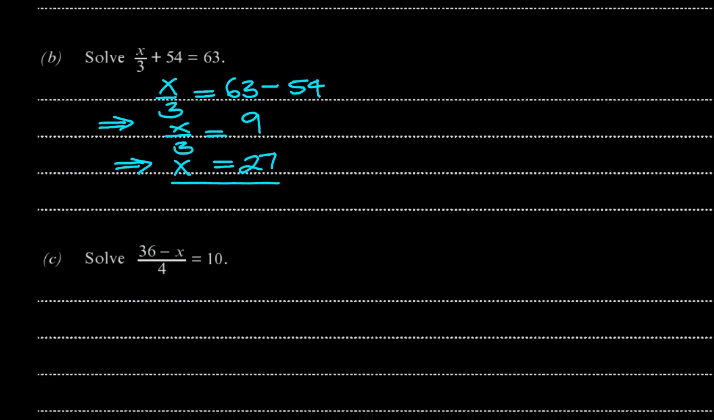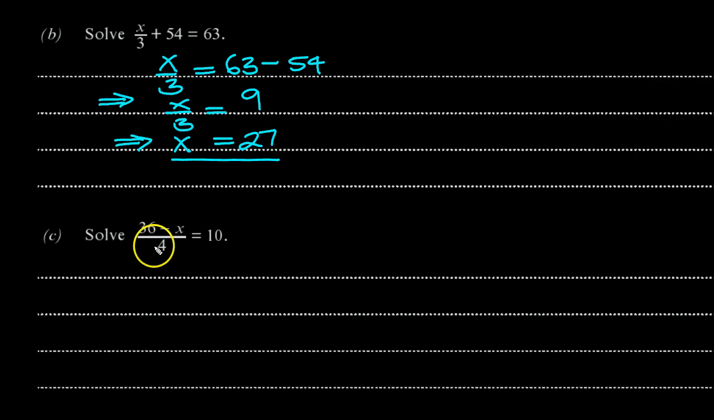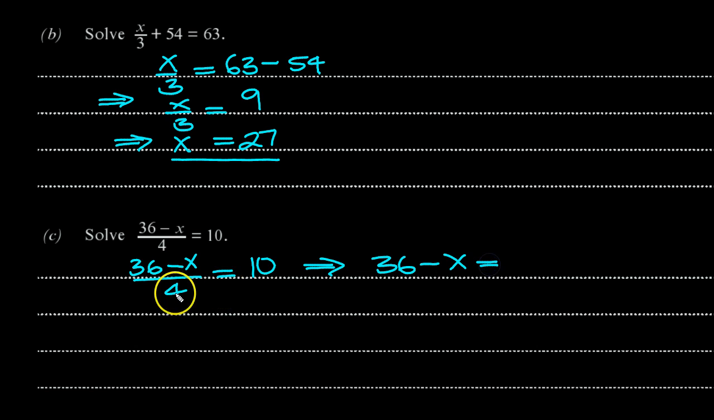Part C. Solve this then. So we've got 36 minus x over 4 equals 10. Move the 4 up to be with the 10. So let's do that. Leave the 36 minus x as is, equals, and when we move the 4 up from divide to times, 4 tens are 40.